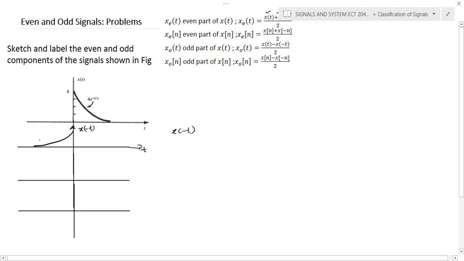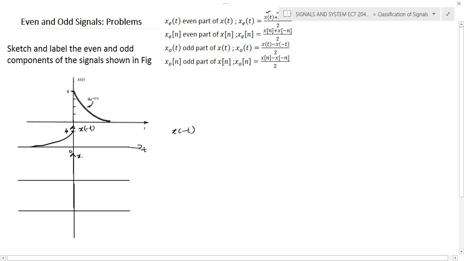Here it is given 4 e raised to minus 5t, and here you'll get 4 e raised to 0.5t. You'll get two signals, and here the amplitude is 4, and after some time the signal amplitude becomes 0. At t equal to 0, the signal amplitude is 4, here also 4. So this is x of minus t, a mirror image of the signal x of t. We don't know the exact value at this particular point.